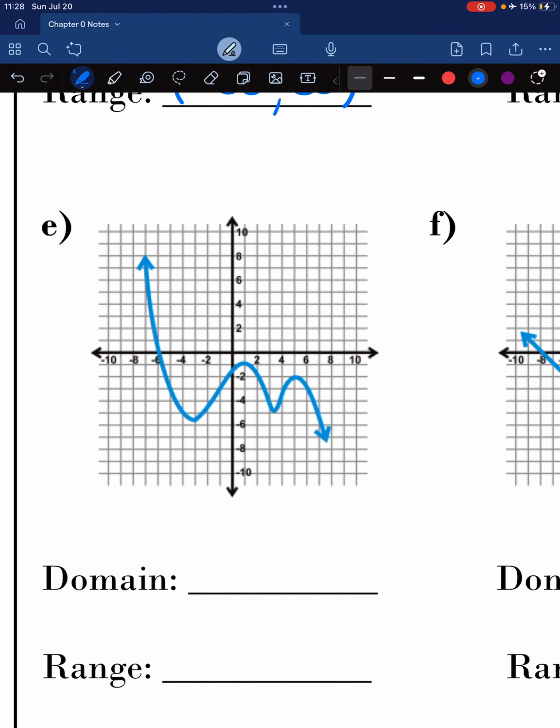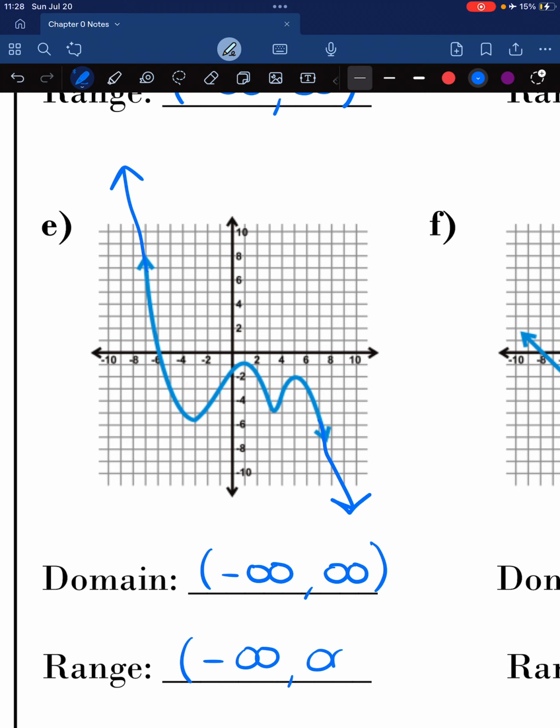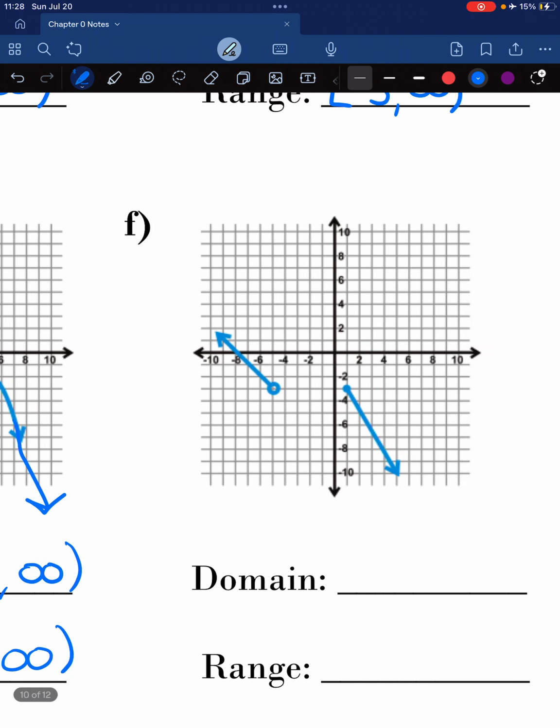Okay, E. Again, I have some squiggles, but they're sporadic. It's not bouncing between the two same numbers. So this does mean that's going to go down and right forever. This one's going to go up and left forever. So it does go left and right forever. And it does go up and down forever.